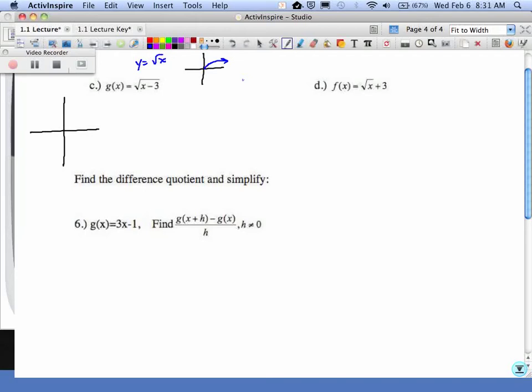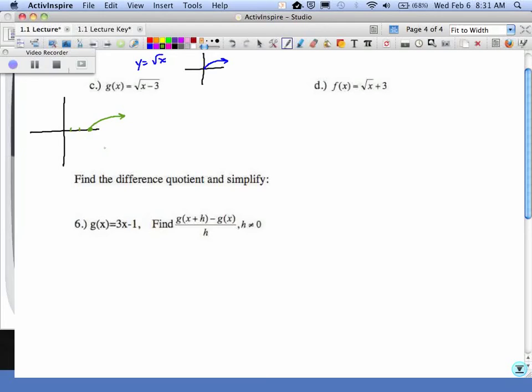What's going to happen when you do minus 3 inside the square root? So which way does it shift us? To the right, 3. So we're going to go 1, 2, 3 to the right. And we're going to get a graph that looks like this.